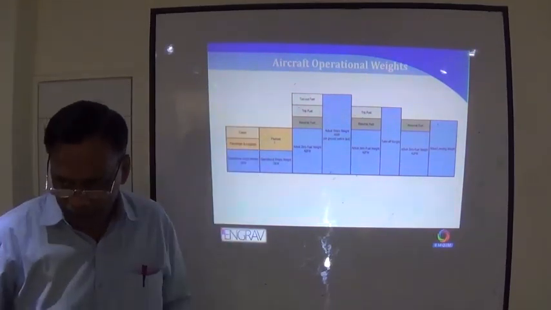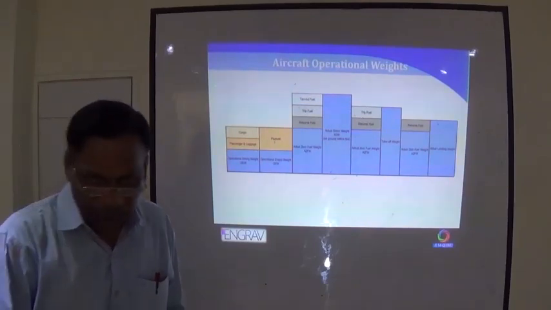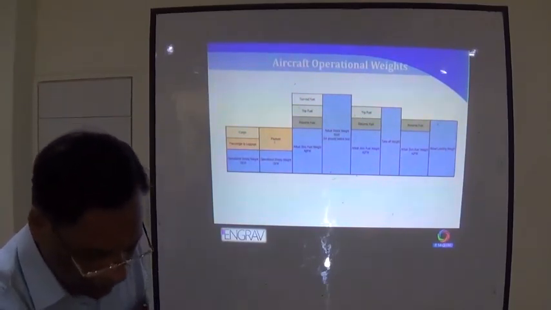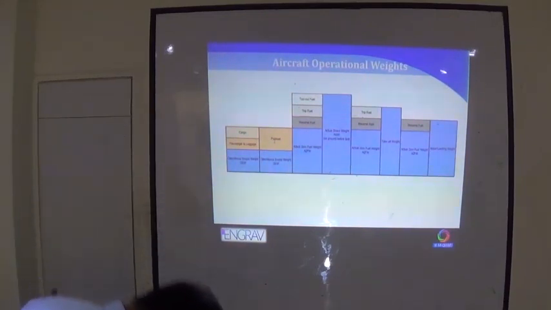This is something about the fuel calculation and the weight management of the aircraft.